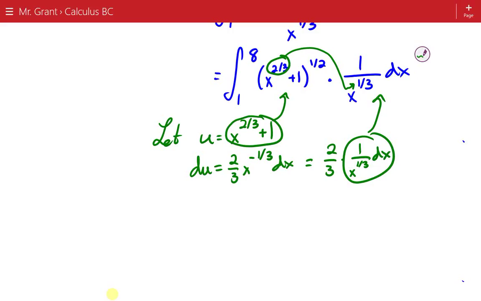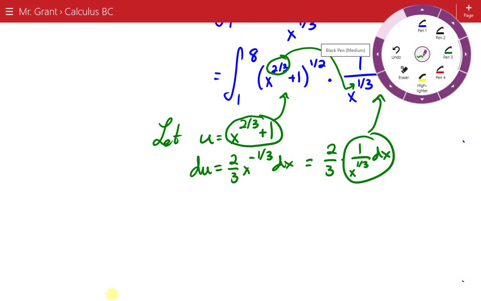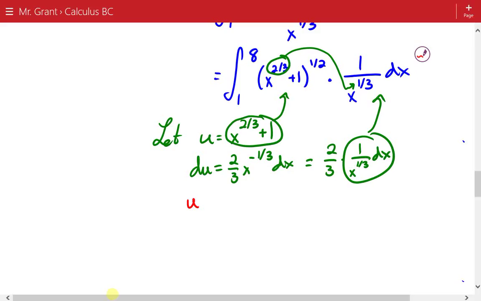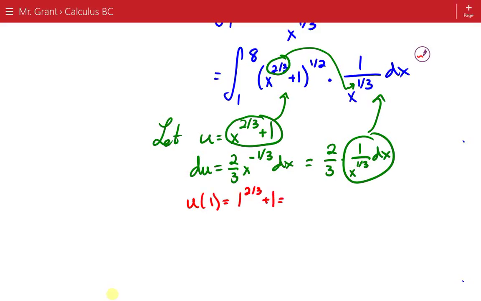And honestly, since I've done all this work, we might as well change the limits of integration too. Remember, you don't have to, but they're pretty nice numbers, so might as well. Ends up looking like this, where we find u of 1, which is 1 to the 2/3 power plus 1. 1 to any power is just 1, so 1 plus 1 is 2. And then similarly, we have u of 8, which becomes 8 to the 2/3 power. We know we can rewrite that 2/3 power as the cube root of 8 squared. Cube root of 8 is 2, 2 squared is 4, so 4 plus 1 is 5. So we still have nice limits of integration.